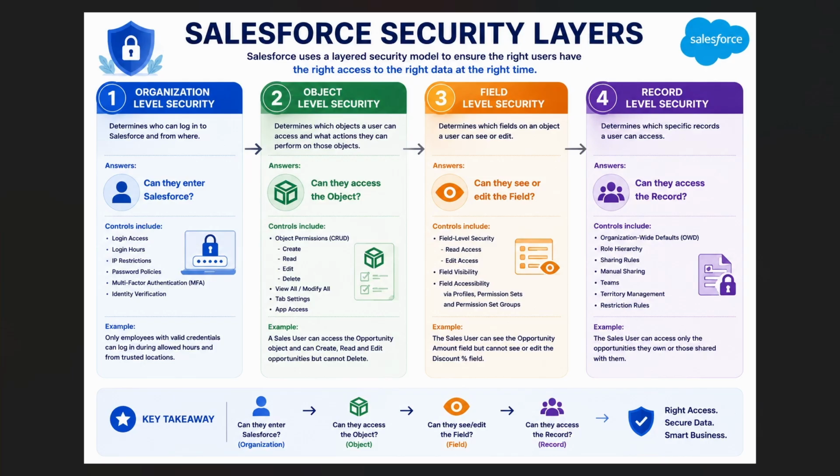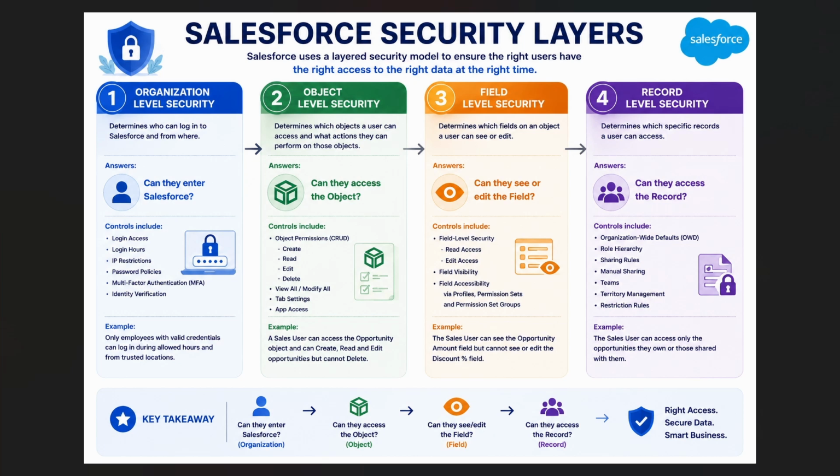Now let's try another scenario. Rahul wants to access the ABC opportunity record. We first check the organization level: can Rahul log in to the Salesforce org? After we confirm that, it means he has organization level security. Now we check: can Rahul access Opportunity? Checking that is checking whether Rahul has object level security or not. After that, we check: can Rahul access the ABC opportunity record in that object? Okay, so that's how security layers work.